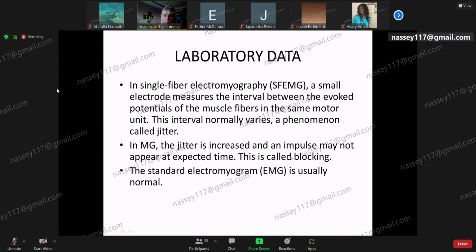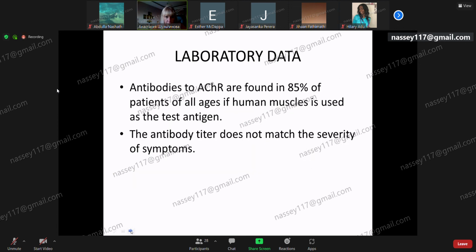This is called blocking. The standard electromyogram is usually normal. I will show how it looks, after that will be the picture. Antibodies, we have already talked about them, yes? They are present in 85% of patients of all ages, in human muscles, and used as the test antigen.